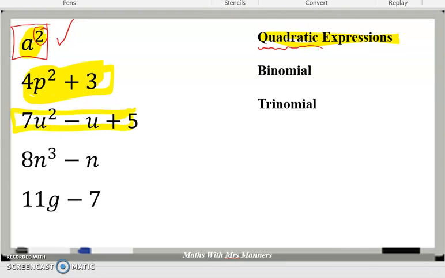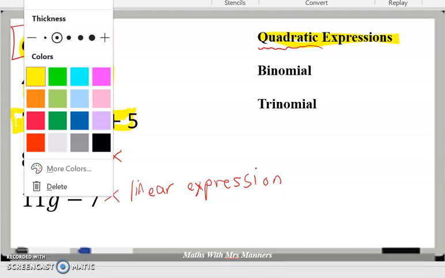This expression over here would also be a quadratic expression. But this would not, because you can see that the highest power is 3. And this one also is not, because it doesn't have a power. If it doesn't have a power, then we know that power is 1. This is actually a linear expression, and that's a word that hopefully you have heard before as well, which has something to do with straight lines. If the degree or the power of the expression is 1, then it's a linear expression.